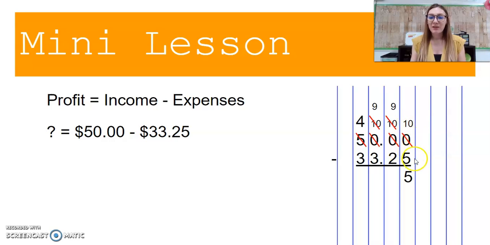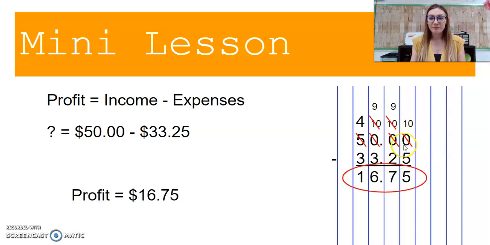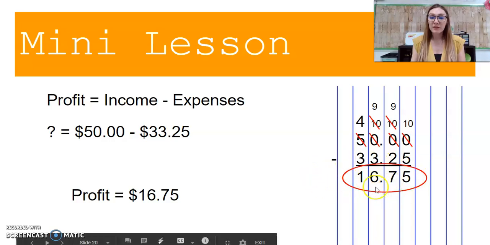So 10 minus 5 equals 5. 9 minus 2 equals 7. 9 minus 3 equals 6, and 4 minus 3 equals 1. That gives me a total profit of $16.75.